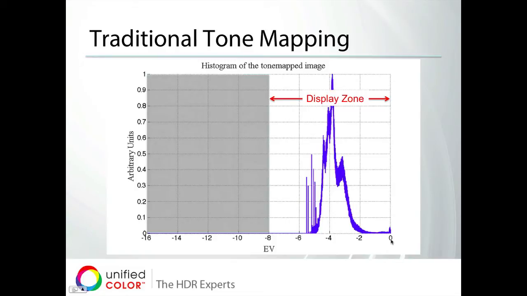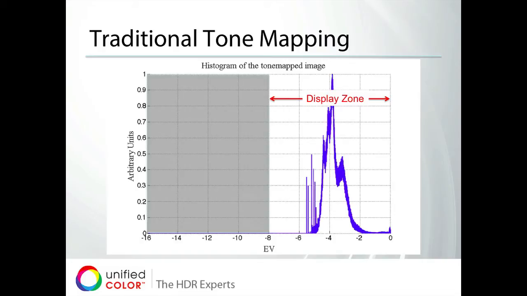The 0 EV is your white point. This is the brightest part of the image that can be displayed on your computer screen. So anything above 0 EV is blown out and cannot be displayed on the screen, even though that data technically is still in the file and can be adjusted and recovered back into the display range.